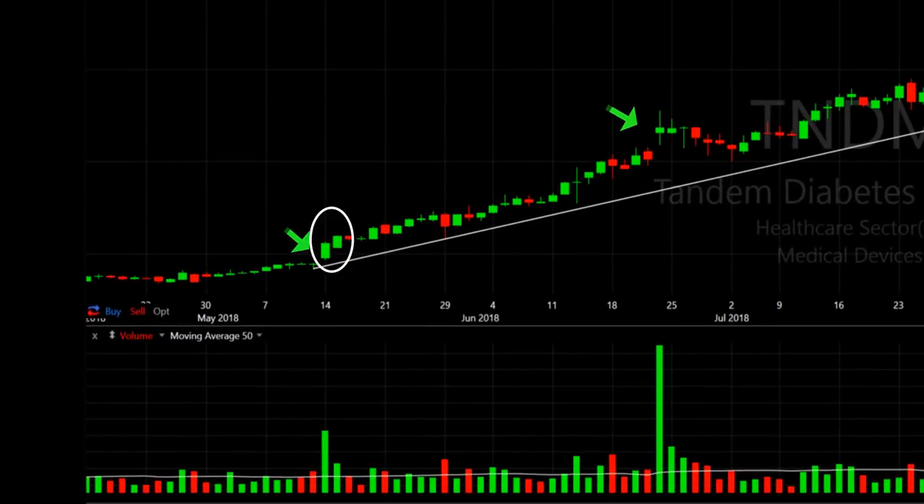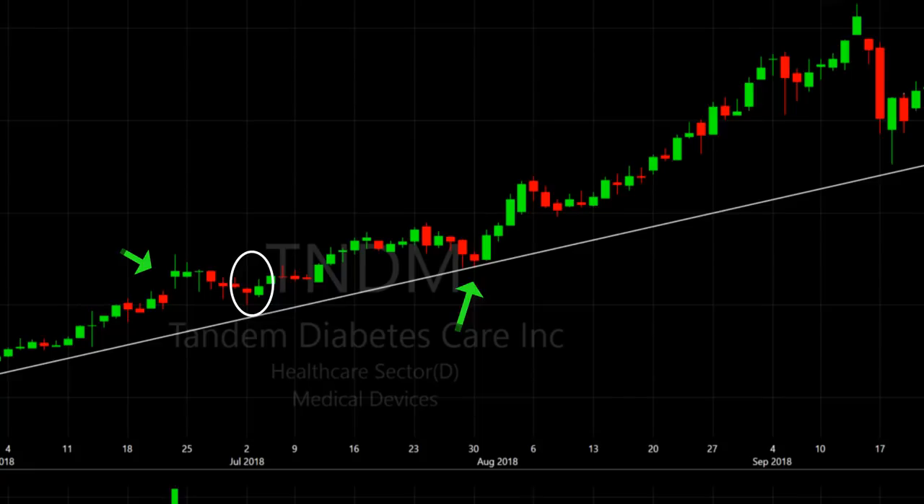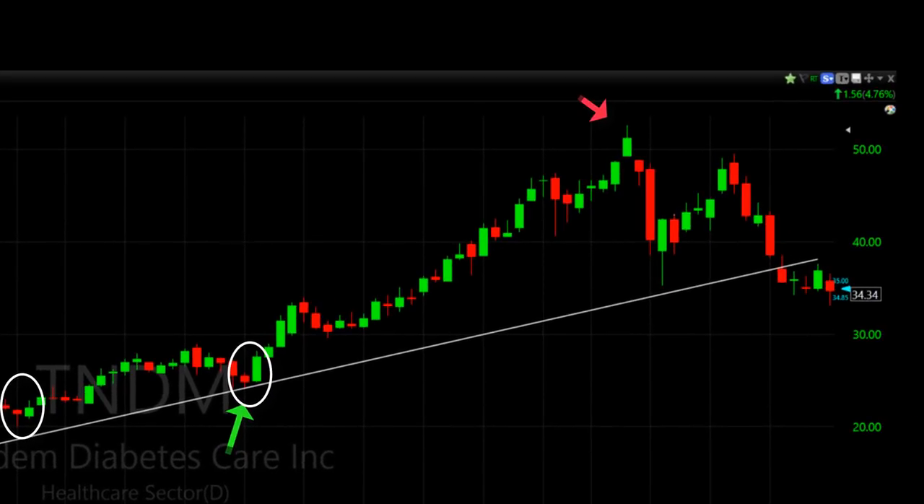In the second example, we get a pullback of several days before breaking higher. And in the third example, we have confirmation the following day as it breaks the previous high of the day candle that held up the trend line. And in the final example, we get confirmation again the next day as we break the previous low of day.